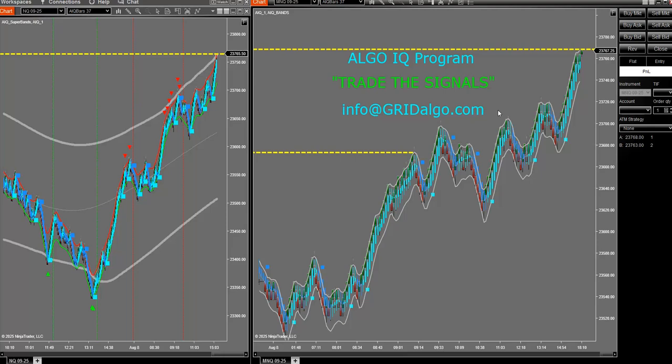All the content now coming forward is predominantly going to be Trade the Signals content, both on the public side of things and in our private Algo IQ room. So there you have it.